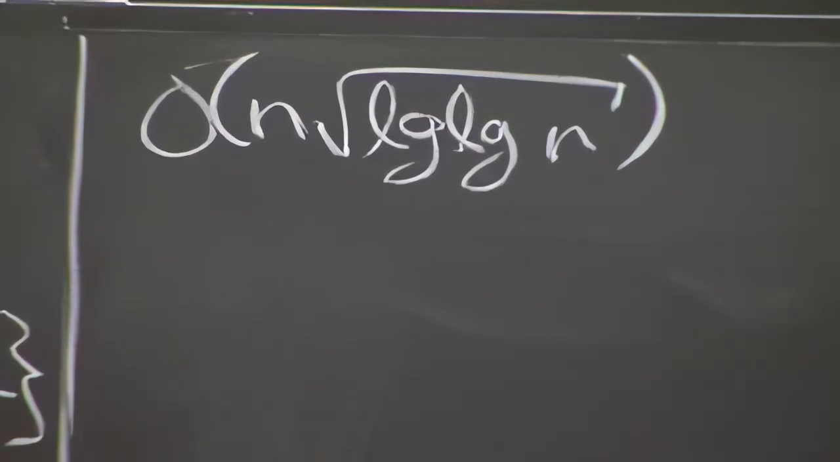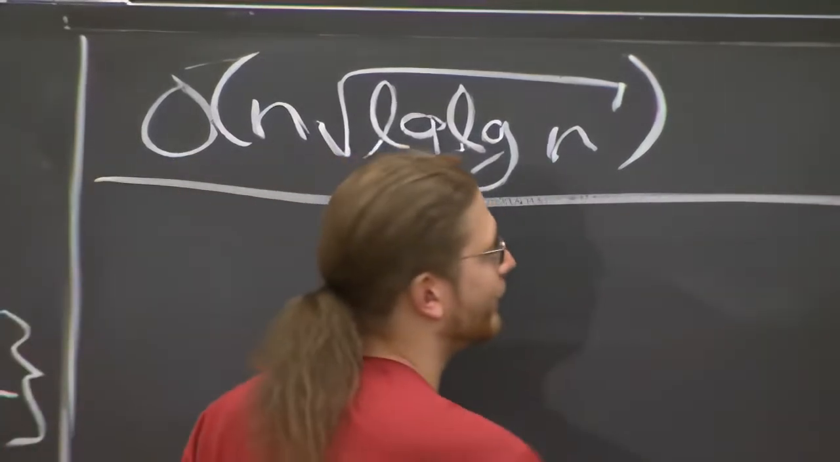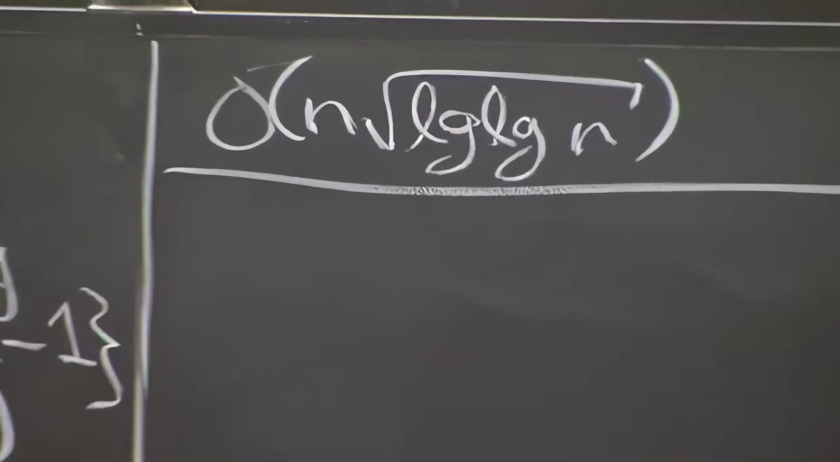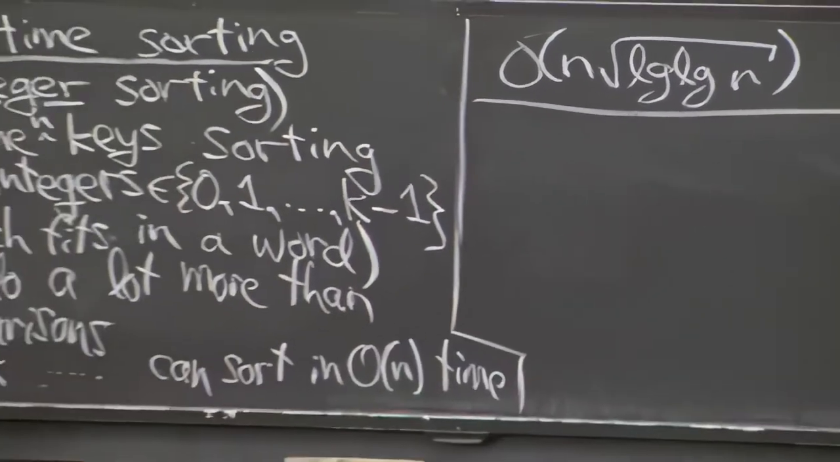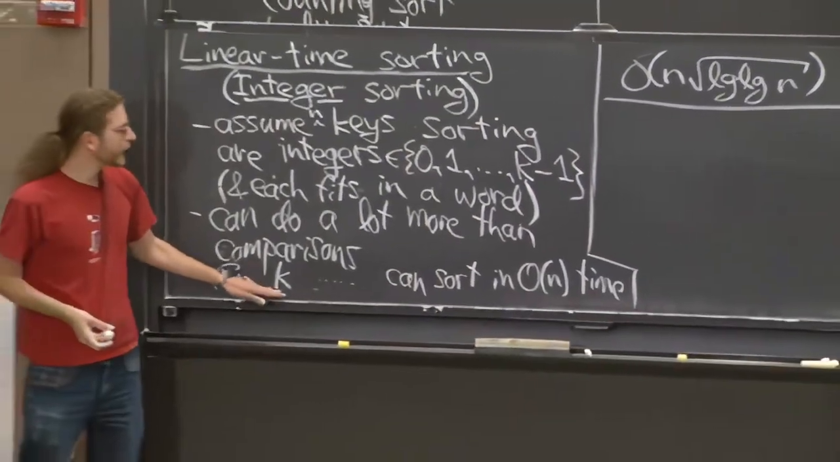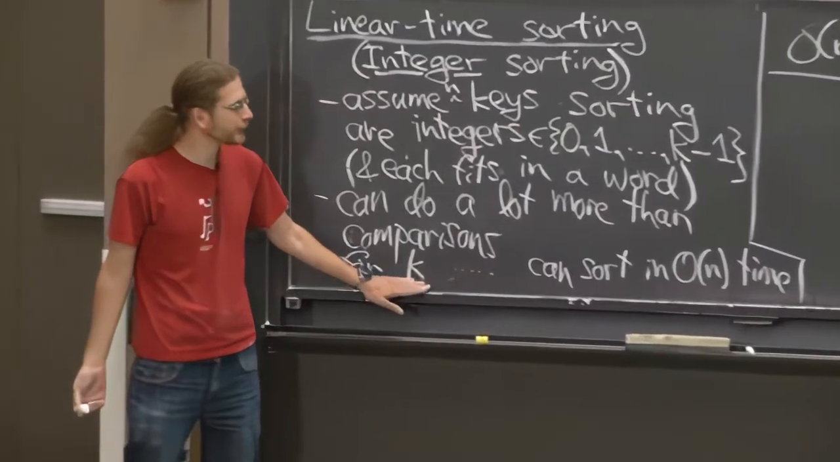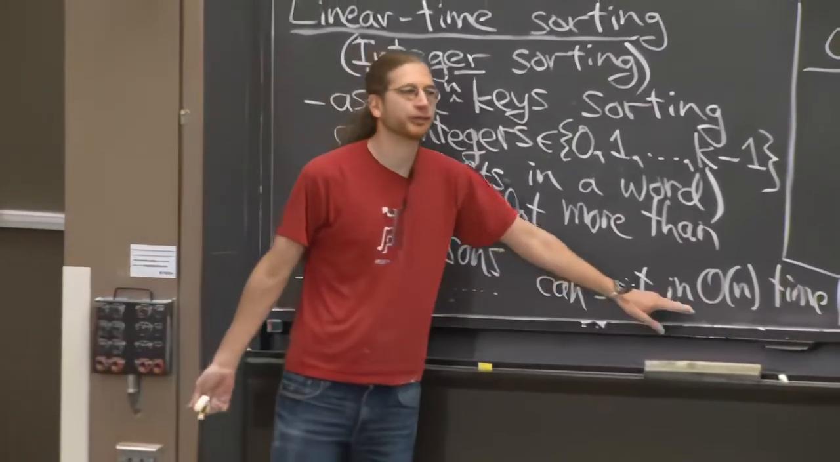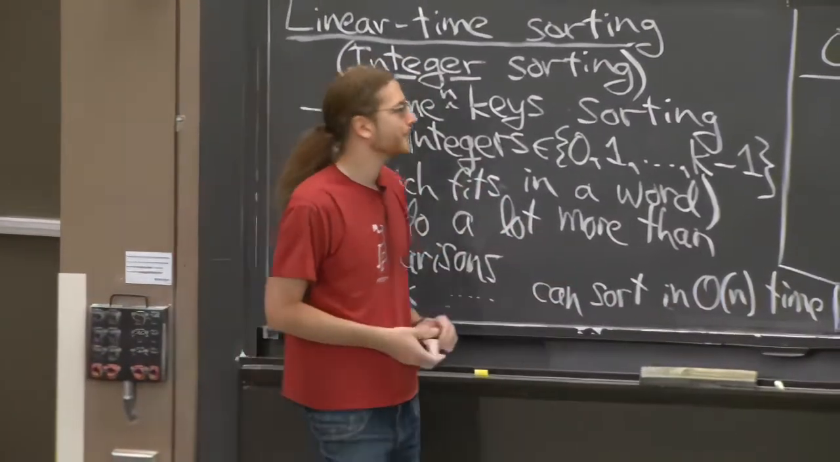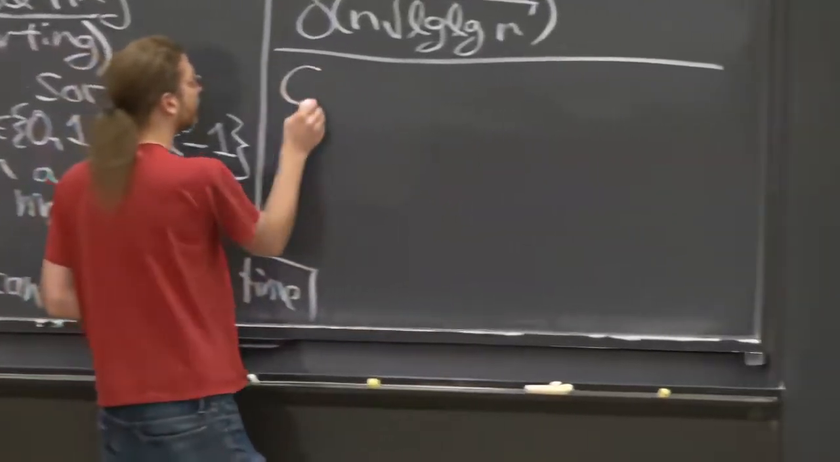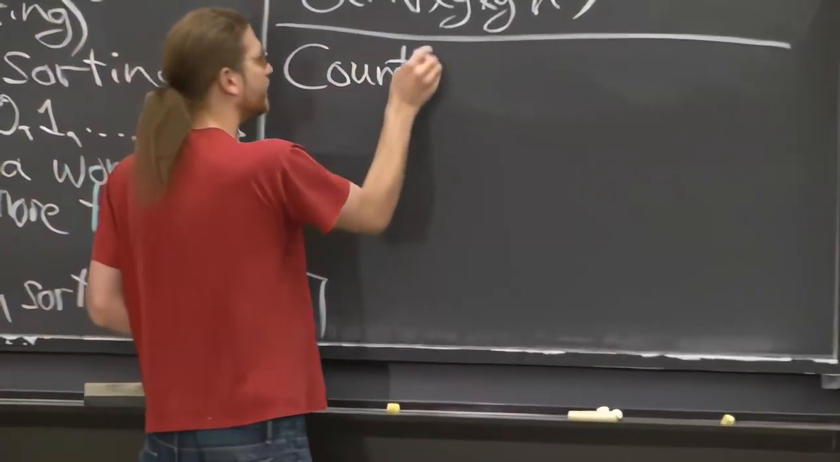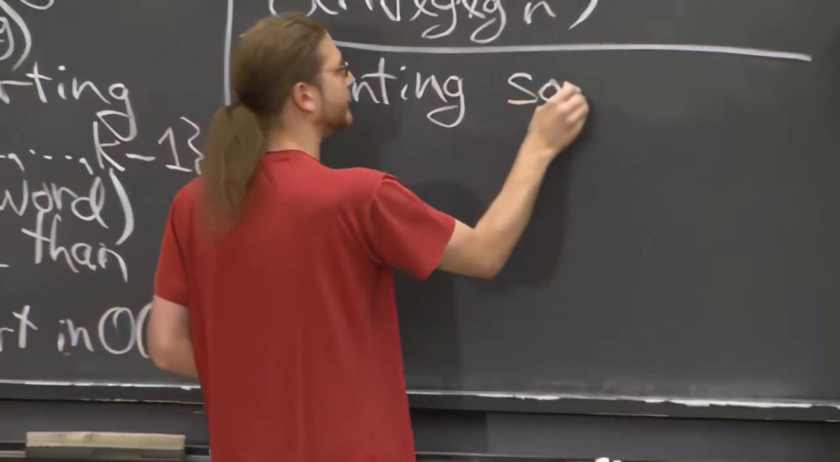We're not going to cover this algorithm. That's a little beyond us. It's in advanced algorithms, 6.854, if you're interested. But we're going to show that for a lot of cases of interest, when k is not ginormous, it's really easy to sort in linear time. And our first algorithm to achieve this is counting sort.